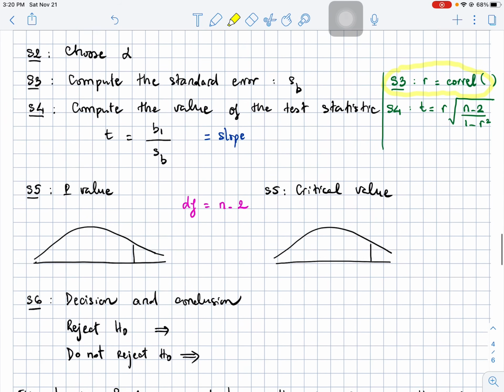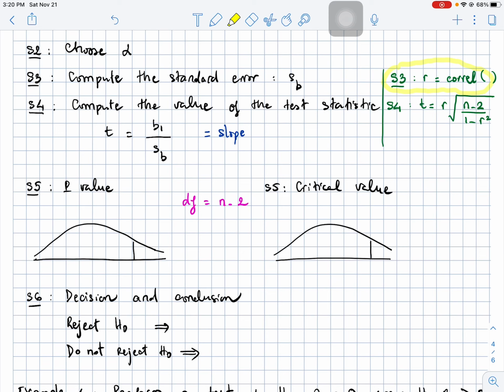Step number 5 is the p-value or critical value. In this case, I'm choosing the right tail, but it can be left tail or two tails. Assume that we have one tail, then the shaded area for the p-value will be the p, and the point right here is the test statistic. It is from step number 4.